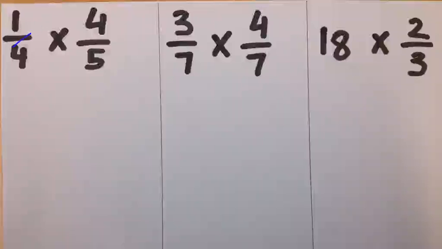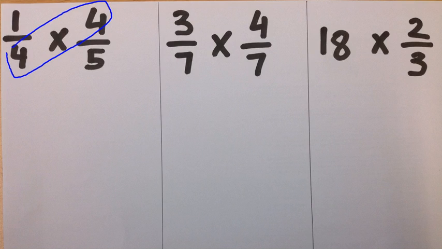Let's look at the first pair of numbers. 4 and 4 can be divided by 4. So, I shall divide on both sides. So, I can cancel them. I'm left with 4 divided by 4 gives me 1. 4 divided by 4 gives me 1 as well.